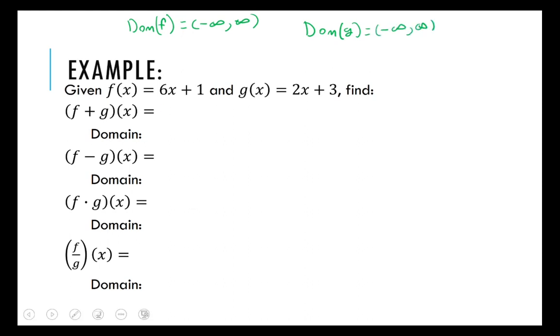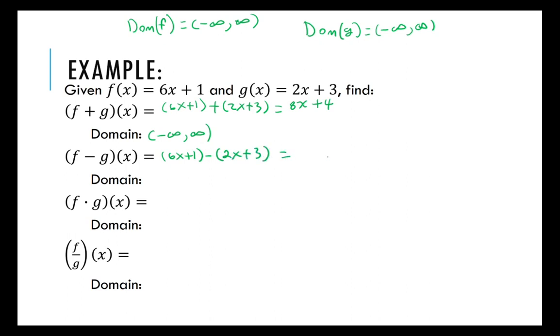F plus g is 6x plus 1 plus 2x plus 3. Since it's all addition, the parentheses just drop and you can combine like terms. 6x plus 2x is 8x. 1 plus 3 is 4. 8x plus 4 is that function. And the domain is the intersection of the domain of f and the domain of g. Well, if I have all real numbers, and I ask where they overlap, everywhere, very explicitly, negative infinity to positive infinity.